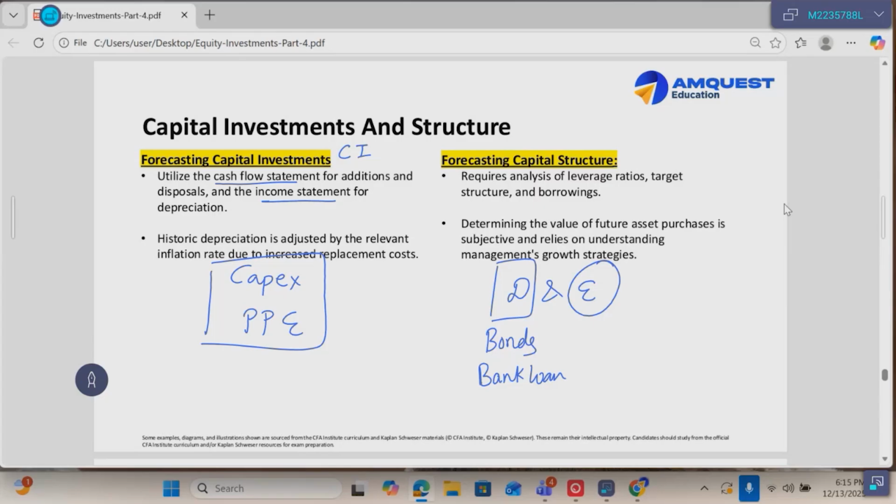आज जो गाड़ी 10 lakhs में मिल रही है, आगे जाके you will not get the same car at 10 lakhs. Maybe the cost would have gone up, or maybe you would want a new model. So we will have to increase the depreciation by inflation in order to account for future purchases.